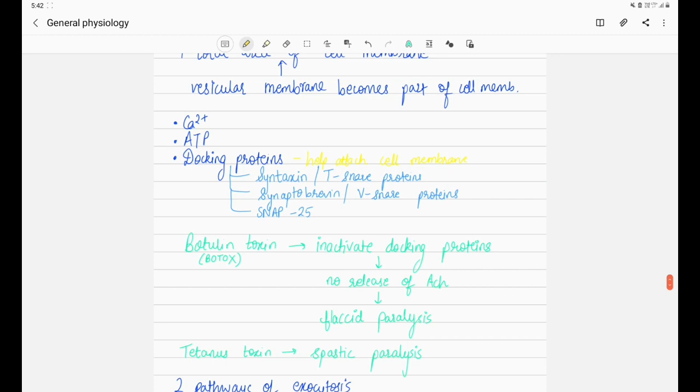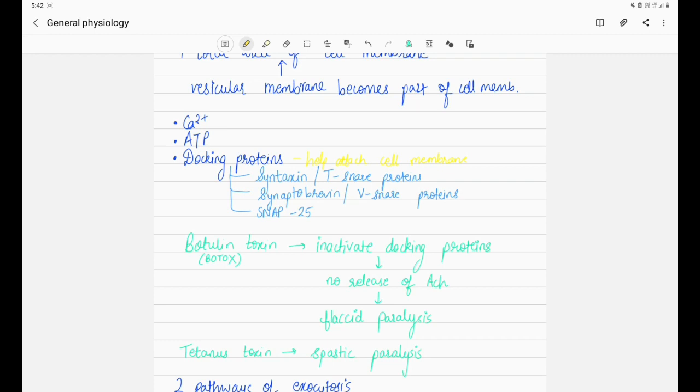Calcium, ATP, and there are docking proteins. What are these docking proteins? These proteins help the vesicles to attach to the cell membrane. Syntaxin or T-SNARE proteins, synaptobrevin or V-SNARE proteins, and SNAP25 are examples of docking proteins.